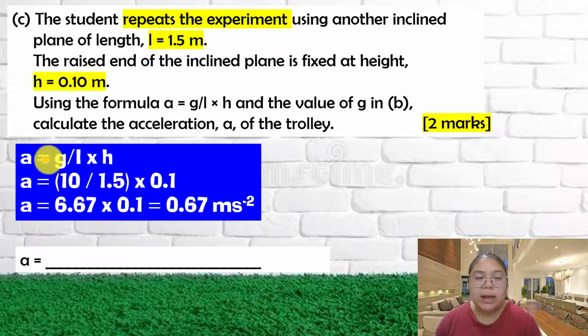Okay, this equation is a equals g over L multiplied by h. So the g you can use from the just now question. Okay, just now we counted already, is it? The g, gravitational acceleration, we get 10 from the previous question. Now over the length, the length now is 1.5. Then multiply with the height, the height also given, 0.1. So after that I get 6.67 multiplied by 0.1, so from here I get the answer 0.67.